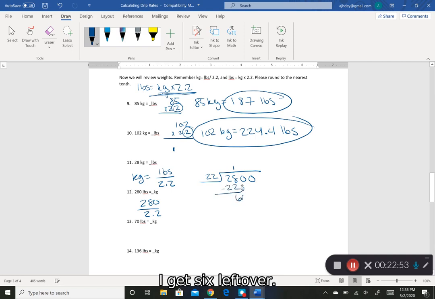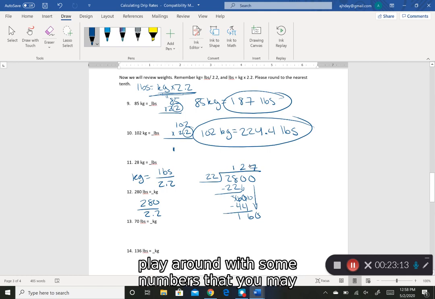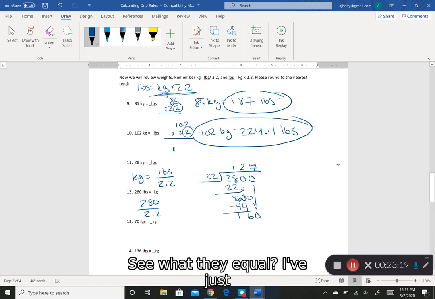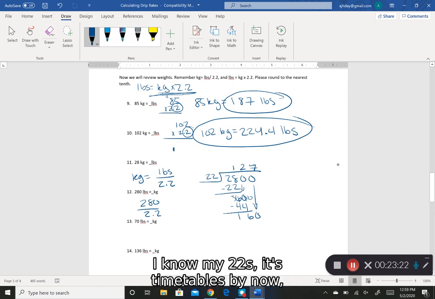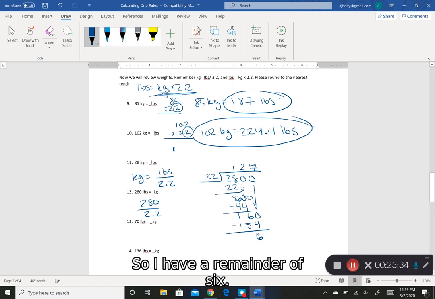I get 6 left over. 22 goes into 60 twice. I have 16 left over. 22 goes into 160 7 times. And this is where you may need to play around with some numbers. You may have to often in your margin go 22 times 5, 22 times 6, see what they equal. I've just done so many of these problems, I know my 22 times tables by now. But it's certainly okay to just in the margin, kind of test out a few numbers. But 22 times 7 is 154. So I have a remainder of 6.